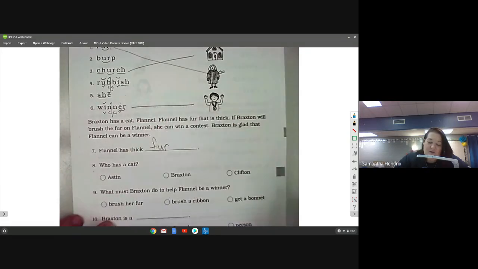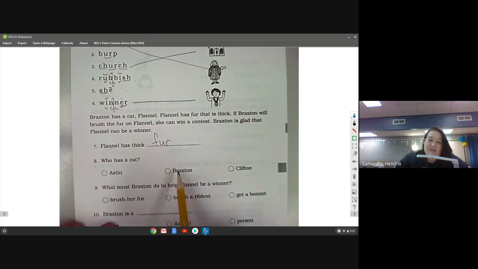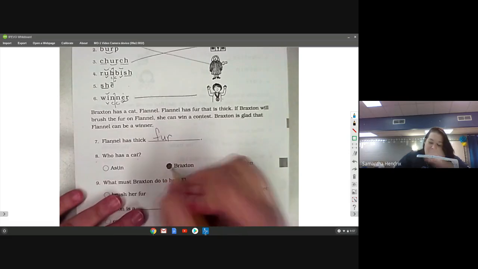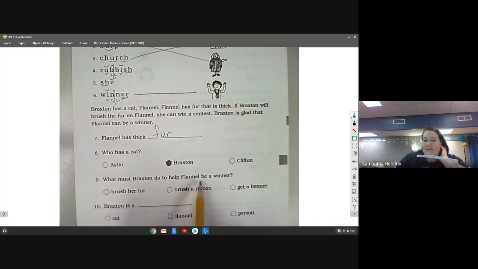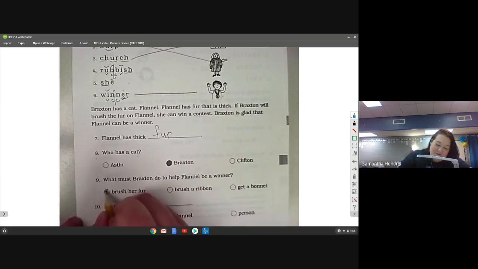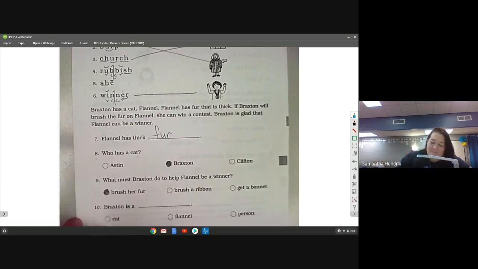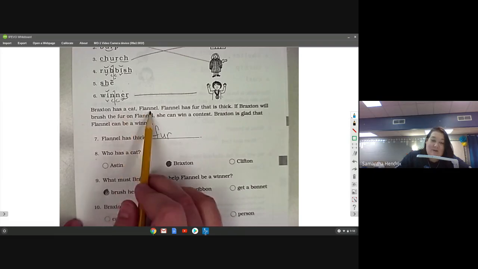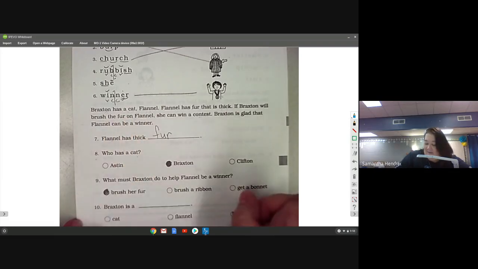Who has the cat? Austin, Braxton, or Clifton? Braxton. What must Braxton do to help Flannel be a winner? Brush her fur, brush a ribbon, or get a bonnet? Brush her fur. Some of these are silly. Braxton is a cat. Braxton is a flannel, or Braxton is a person. Well, Braxton has a cat, Flannel. So Braxton is a person.